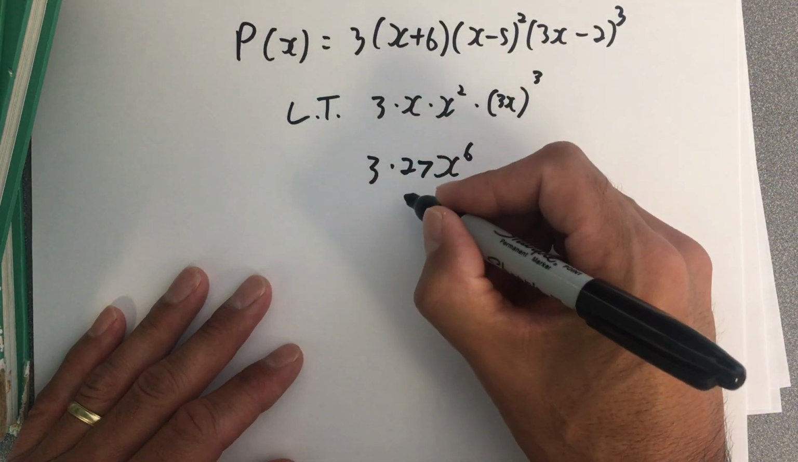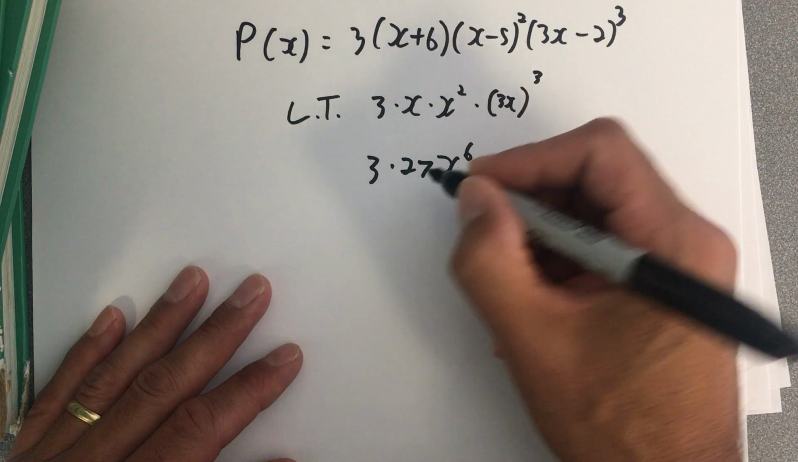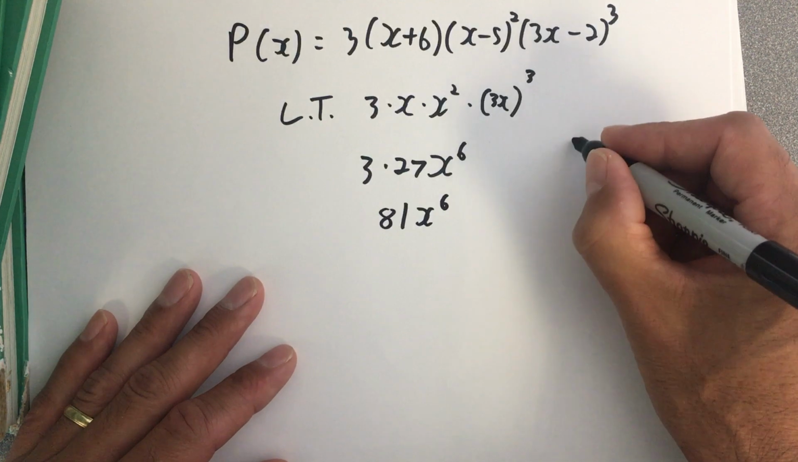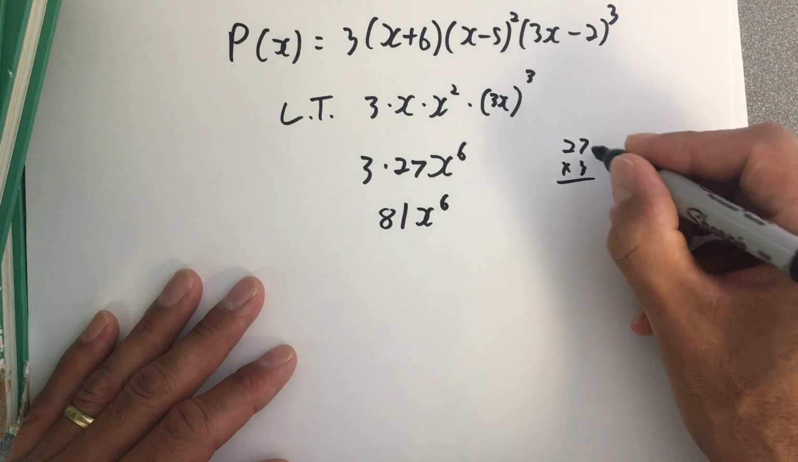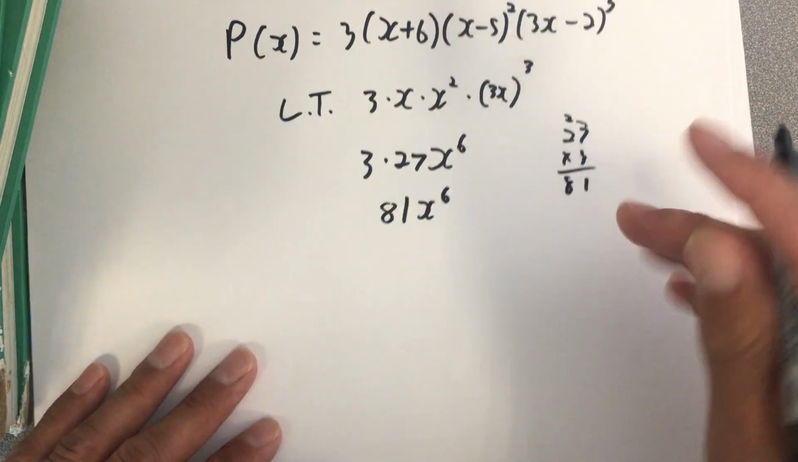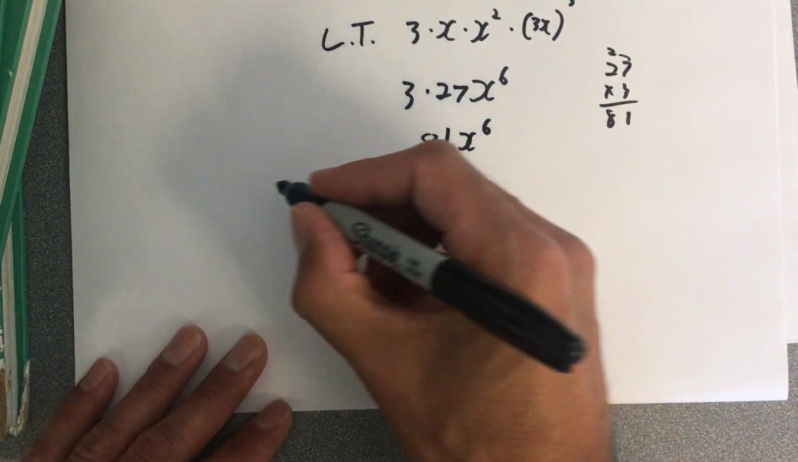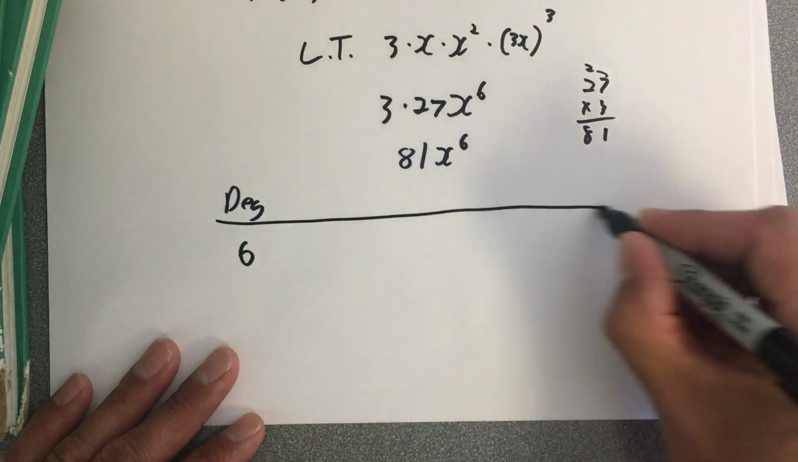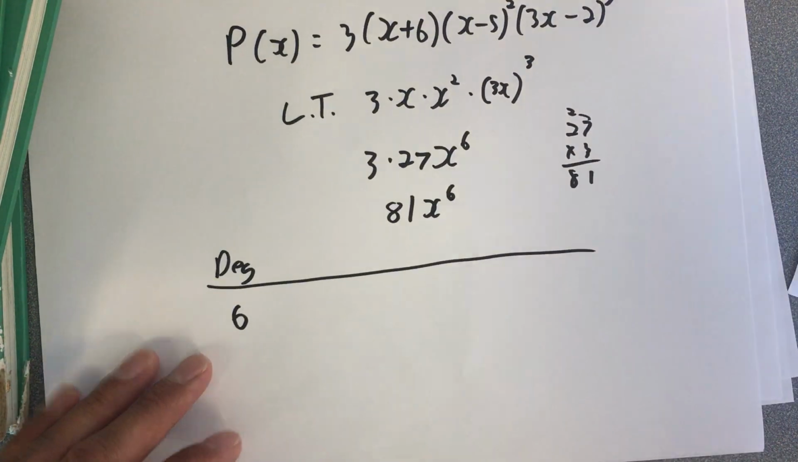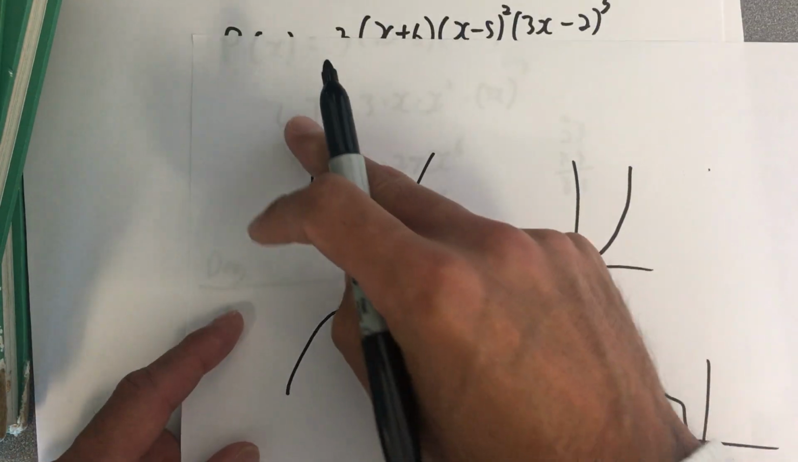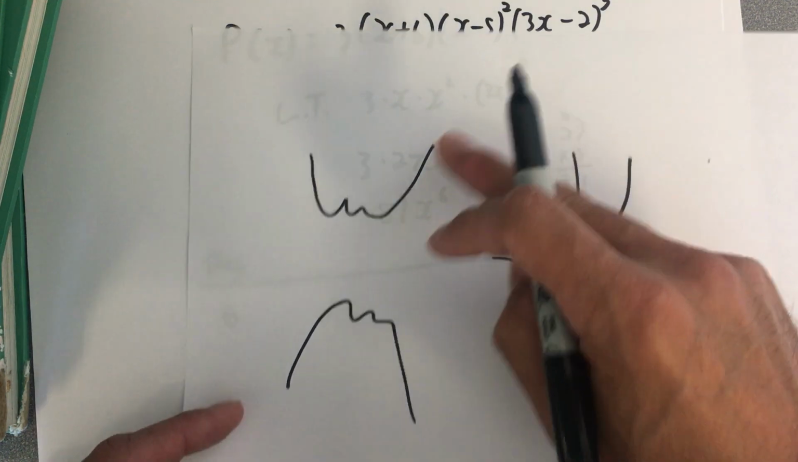So that's going to be 75, 81. 81x to the 6. Let me just verify quickly here. Yeah. Okay, so what does that mean? That means that the degree is 6, which is even. And with an even degreed polynomial, it's going to look like this or that. It'll look like this if the leading coefficient is positive. It'll look like that if the leading coefficient is negative.